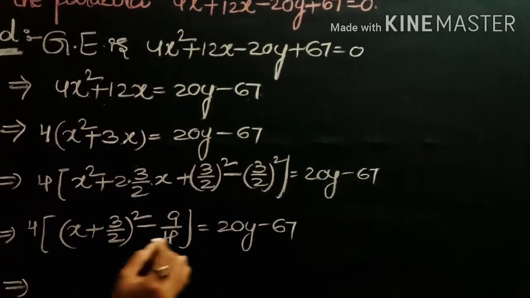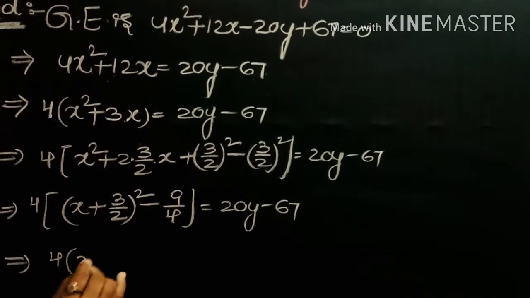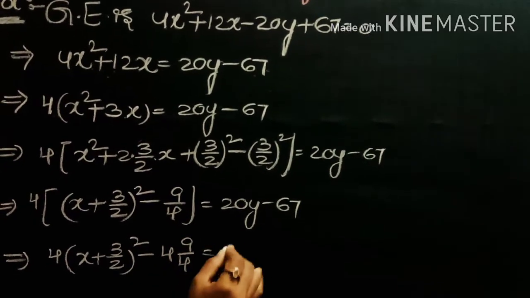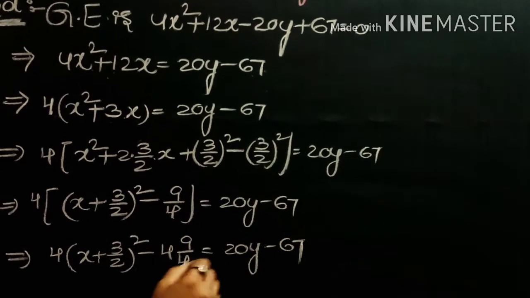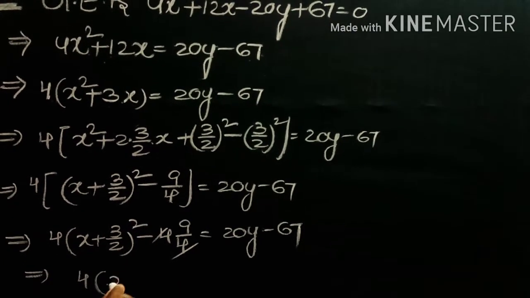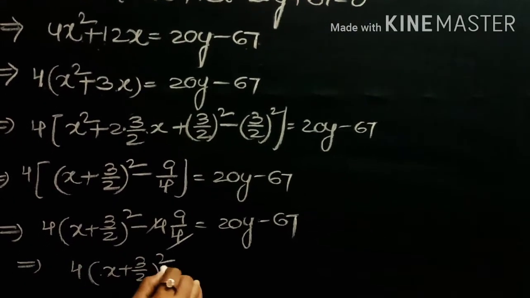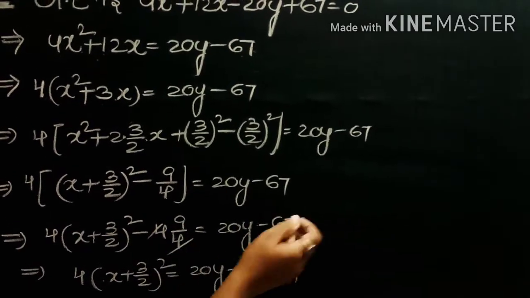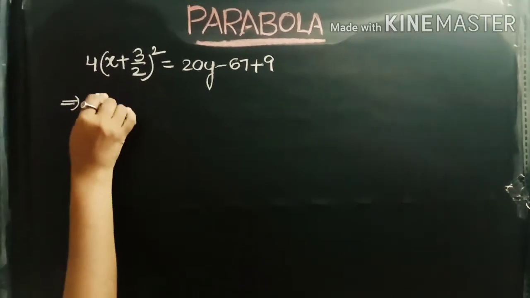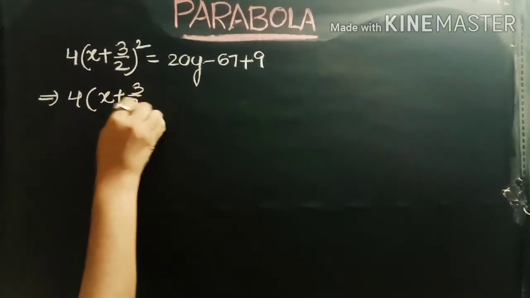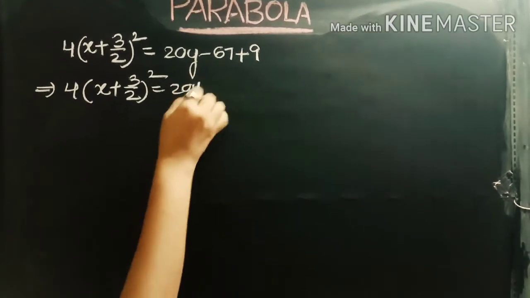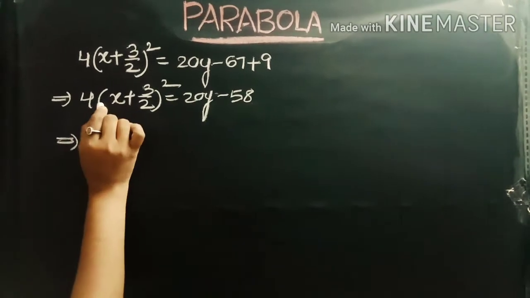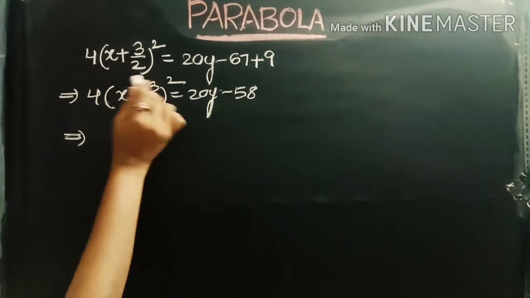Now multiplying these two terms with the number 4, that is 4 into x plus 3 by 2 whole square minus 4 into 9 by 4 is equal to 20y minus 67, which implies 4 into x plus 3 by 2 whole square is equal to 20y minus 67 plus 9, writing this constant to this side, which implies 4 into x plus 3 by 2 whole square is equal to 20y minus 58. Now this is in the form of x plus 3 by 2 whole square, which means this is in the form of x minus h whole square.